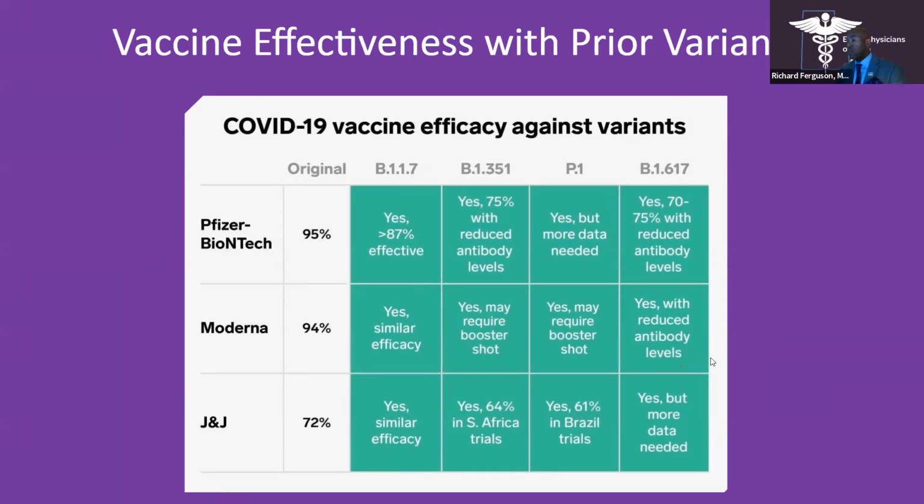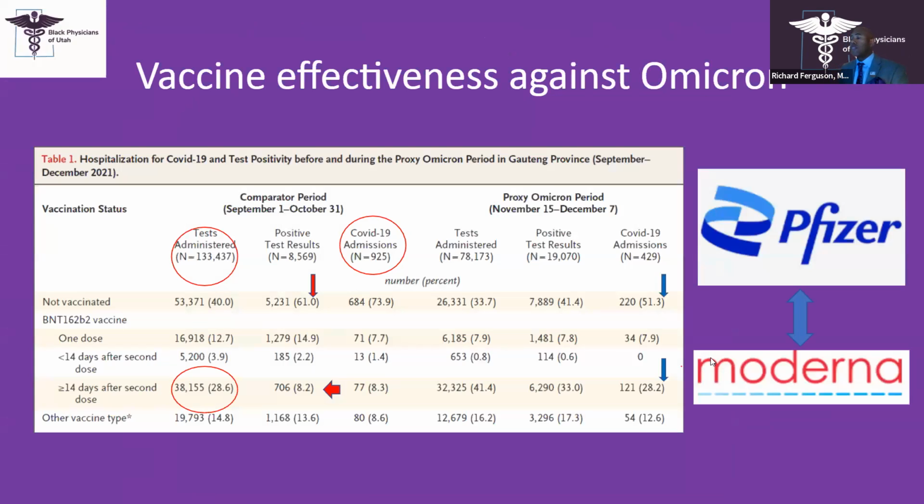Now we will start to go into Omicron and its effectiveness. So, vaccine effectiveness against Omicron. What I would want people to understand here, and I know this was a busy table, is that most of our data that addresses Omicron comes from South Africa. Particularly, we're looking at the number of tests administered. If you look at that big round circle there, they were testing tons of people between September and October. That is our comparing period.